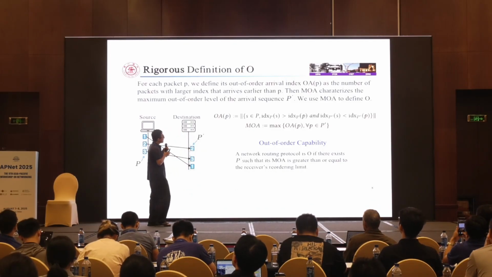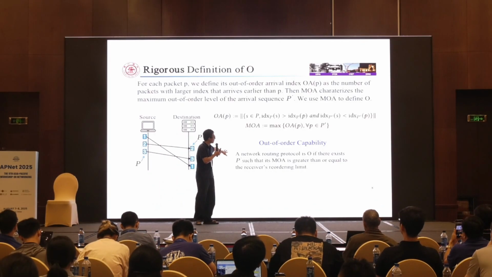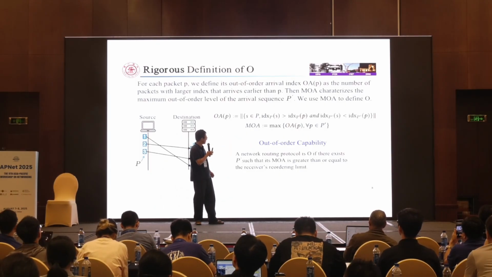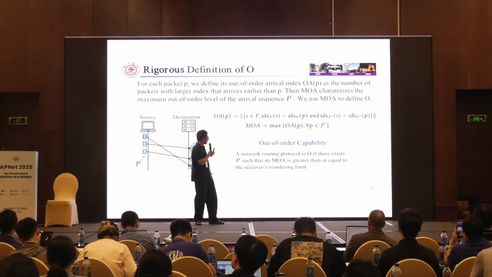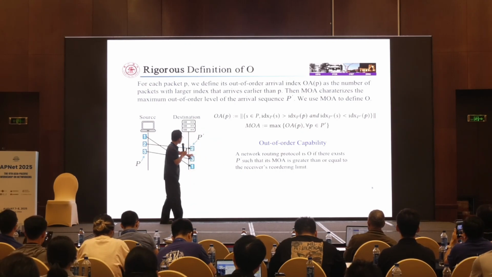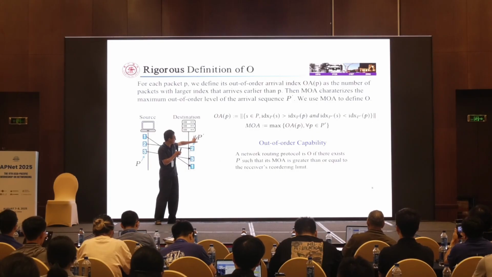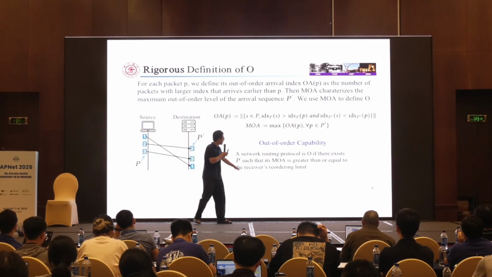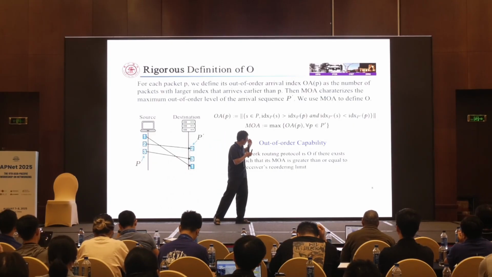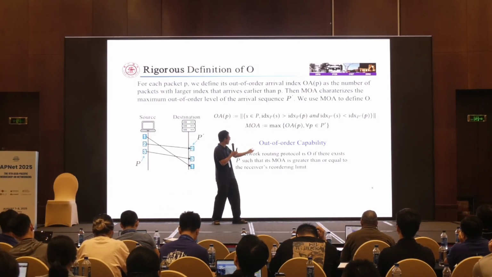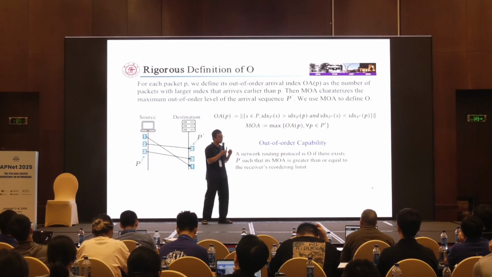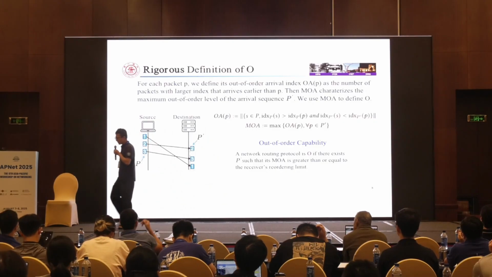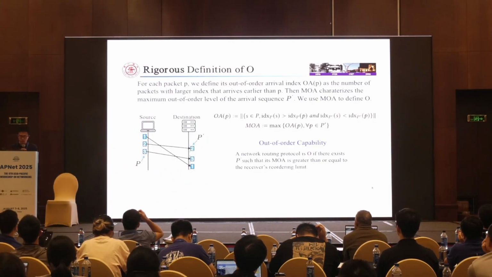We say that a network protocol has the out of order capability if there exists a possible packet arrival sequence P prime such that the maximum out of order level is greater than or equal to the receiver's reordering limit. So this is what we call O.